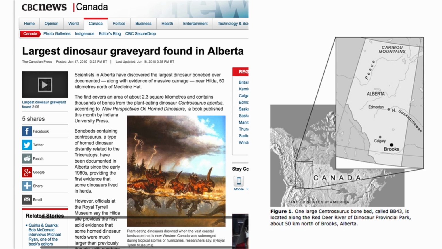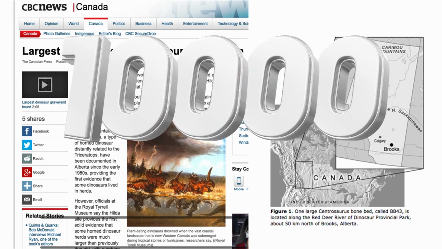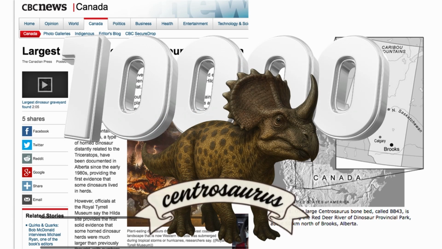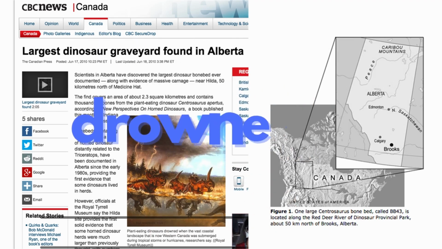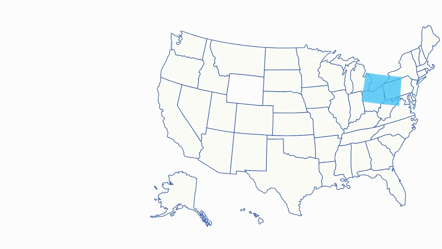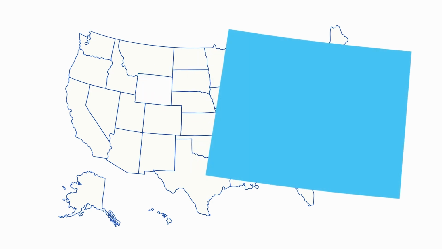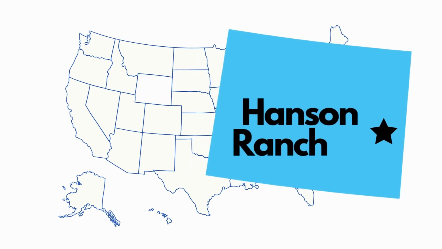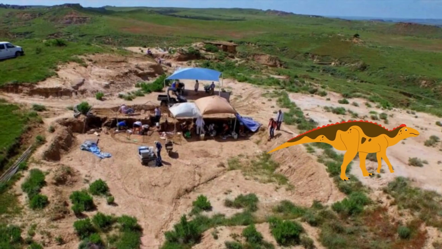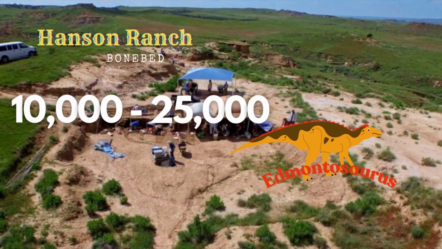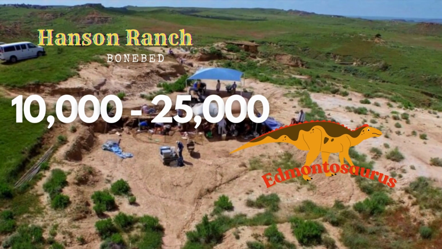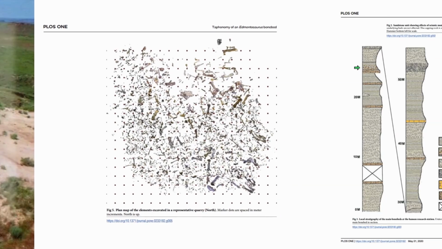It's documented that around 10,000 horned dinosaurs called centrosauruses are buried there. What is the official cause of death? Evolutionary scientists even admit that these dinosaurs all drowned to death. And further south in the Lance Formation in eastern Wyoming, there is yet another dinosaur fossil graveyard. In the Hansen Ranch bone bed, there is an estimated 10,000 to 25,000 individual dinosaurs buried by water.